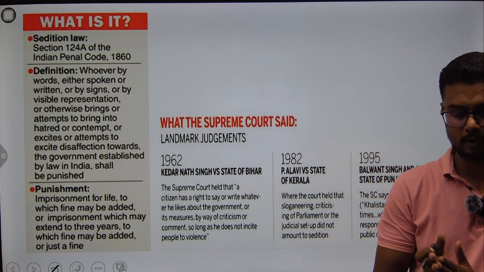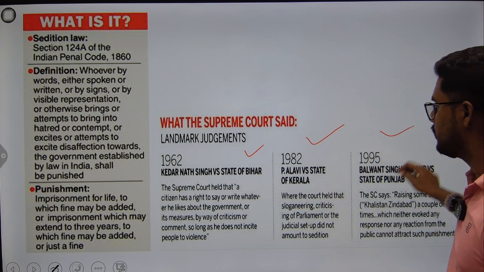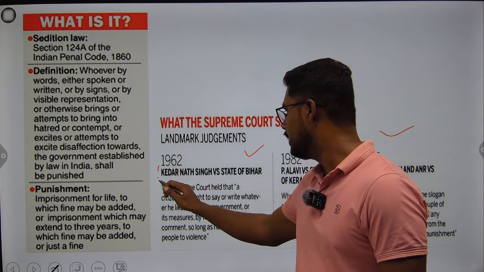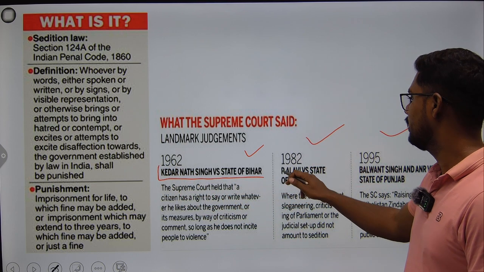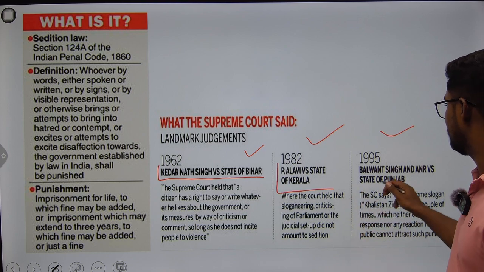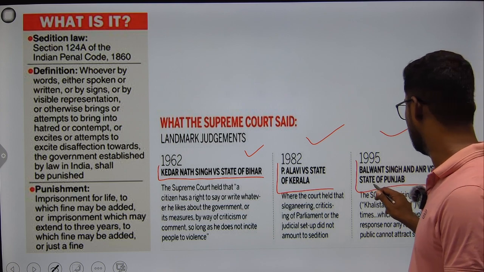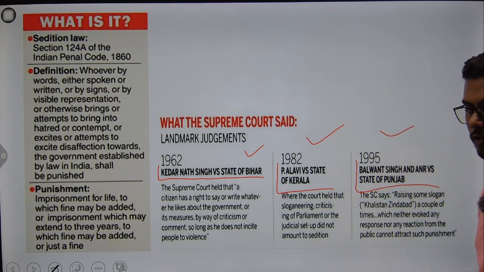So in that case, please remember these three judgments, which are: one is 1962 Kedarnath Singh versus State of Bihar, then 1982 P. Alavius, State of Kerala. Third one is 1995 Balwant Singh and ANR versus State of Punjab.